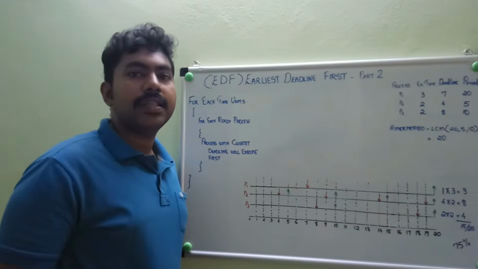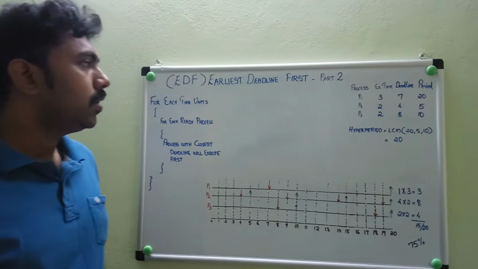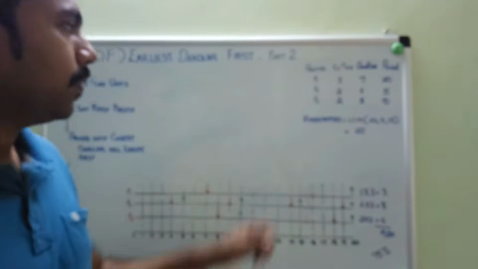Hello guys, in this video we are going to discuss the earliest deadline first scheduling algorithm. According to this example, we have three different processes: P1, P2 and P3.